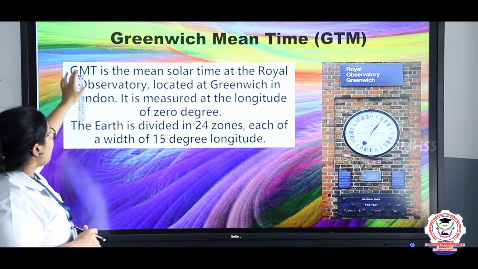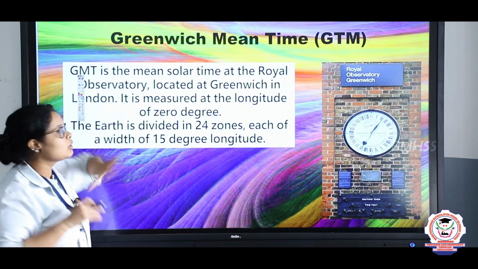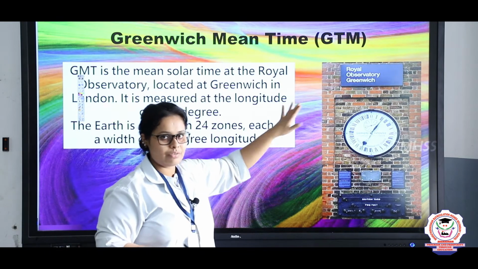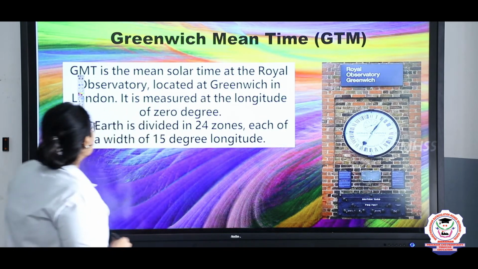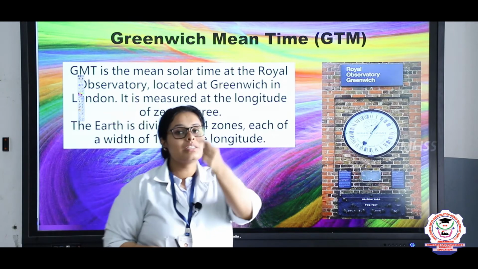Now, GMT, what is GMT? It is Greenwich Mean Time. It is the solar time which is kept located in the Greenwich. Greenwich is the place name in London, and it has a longitude of 0 degree.